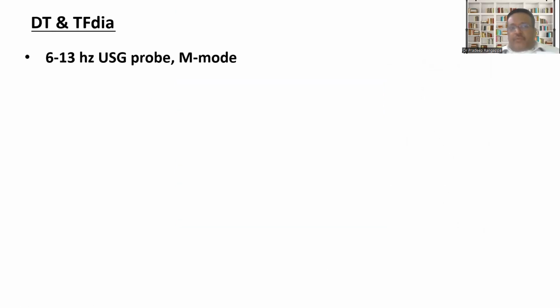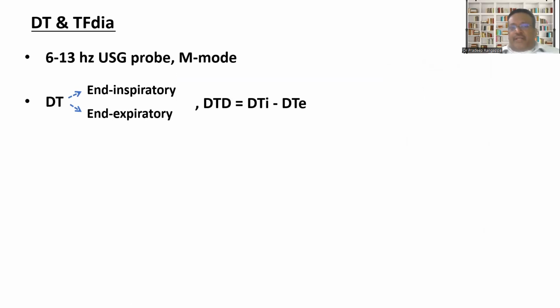For the diaphragm you use the 6 to 13 hertz ultrasound, and diaphragmatic thickness has to be captured on M mode at end inspiration and end expiration. Then you calculate the diaphragmatic thickness difference, which is diaphragmatic thickness during inspiration minus diaphragmatic thickness during expiration. And then you look at the thickening fraction, which is calculated by the diaphragmatic thickness difference divided by diaphragmatic thickness during expiration, times 100.